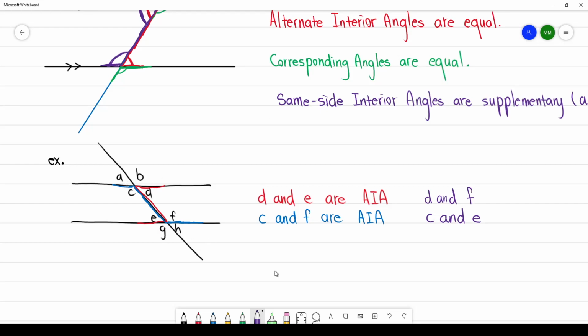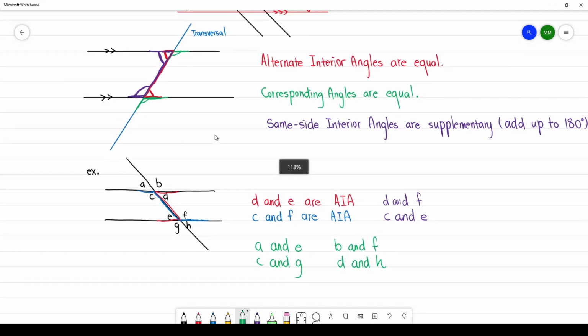And then the corresponding angles, A and E. Oh, there are actually a lot more corresponding angles. So A and E are corresponding. And then C and G are corresponding. And then B and F are corresponding. And then D and H are corresponding. Okay? Yeah, so that's essentially it for today.